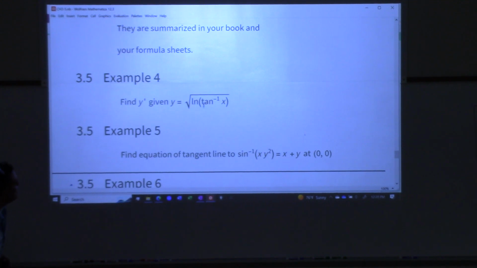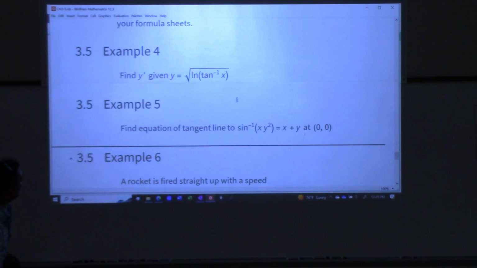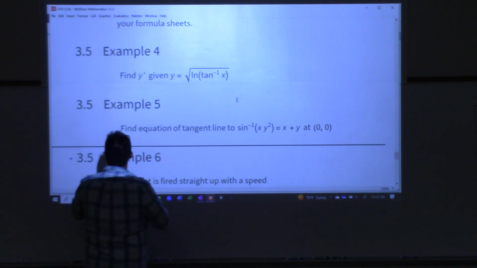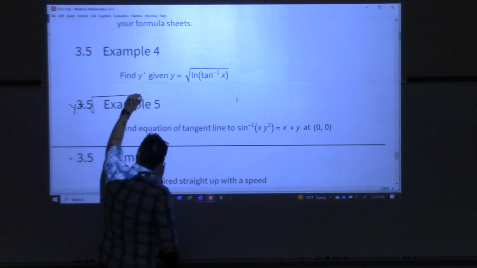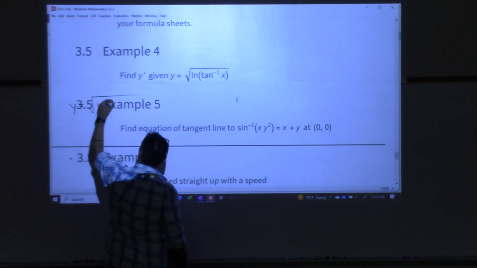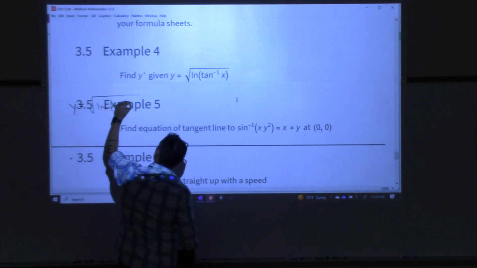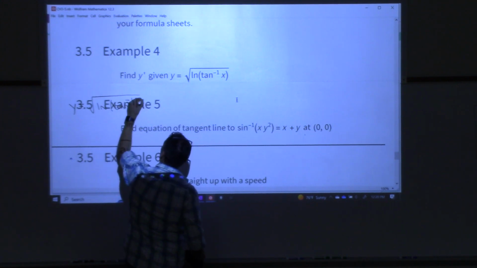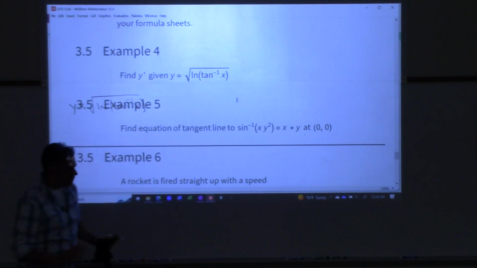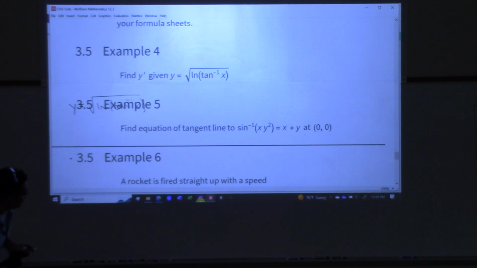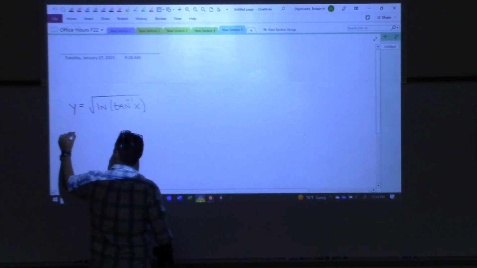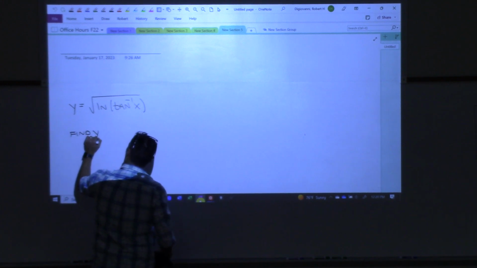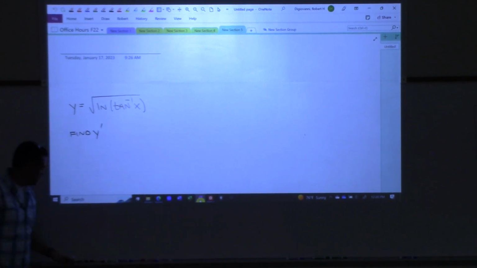How much time do we have, 20 minutes? Let's try that one. I'm going to write it down first, and then we'll do it. So if y equals the square root of the natural log of tangent inverse of x, right? So there's a weird function. Find y prime.